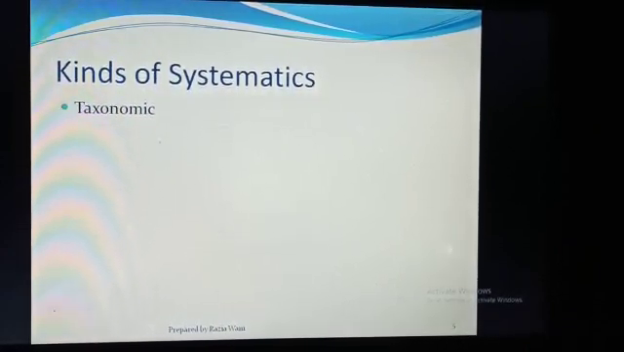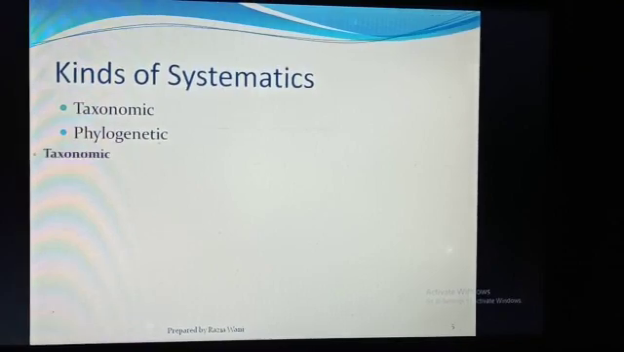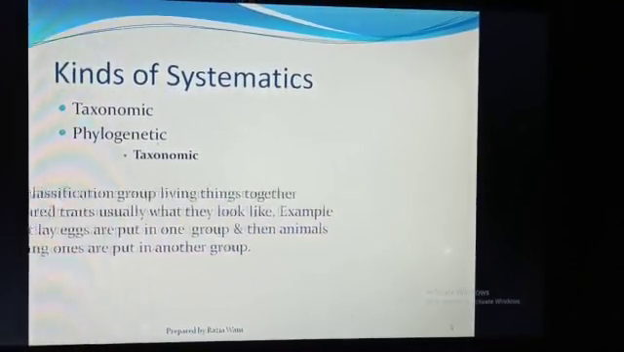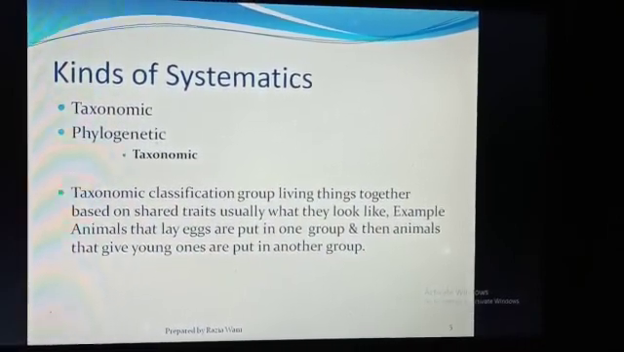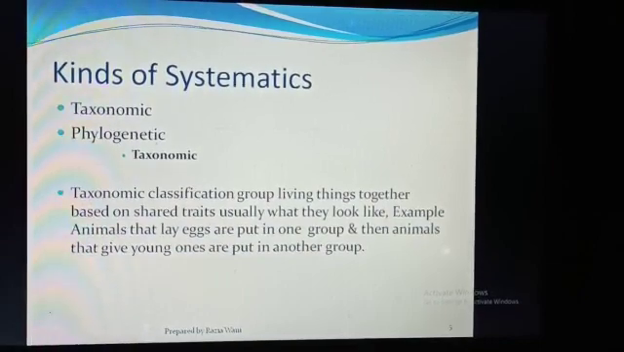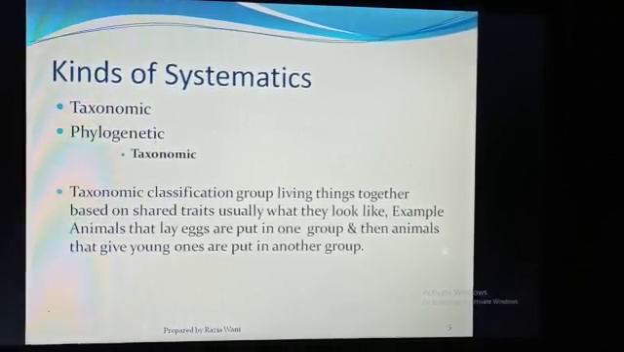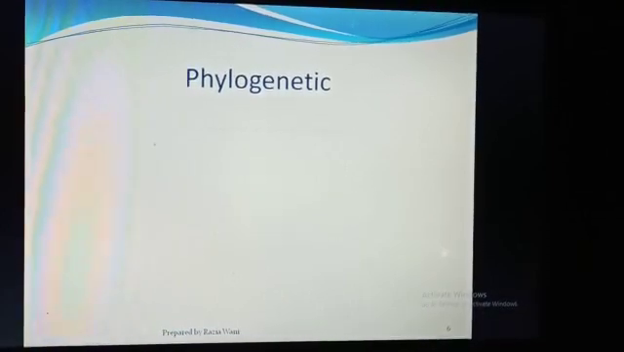There are two kinds of systematics. One is taxonomic and the second one is phylogenetic. Taxonomic system of classification. Taxonomic classification groups living things together based on shared traits, usually what they look like. For example, animals that lay eggs are put in one group, and animals that give birth to young ones are put in another group. Then there comes phylogenetic.